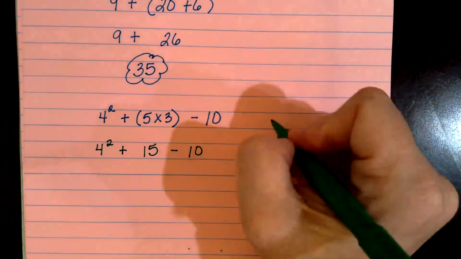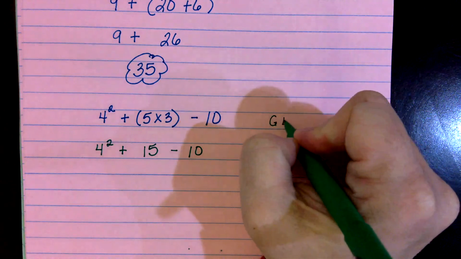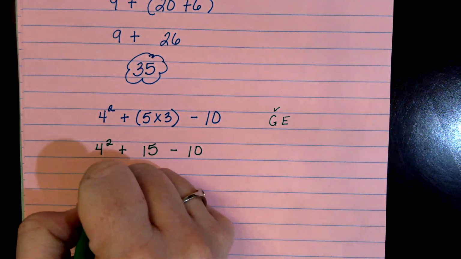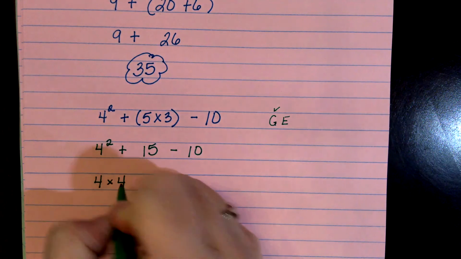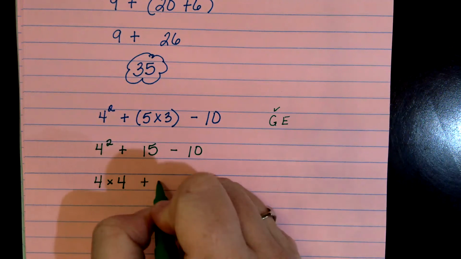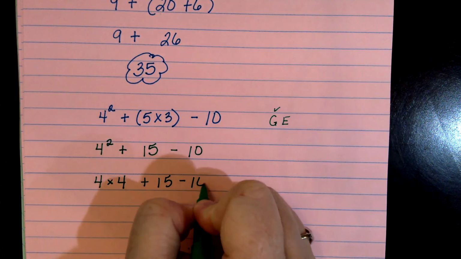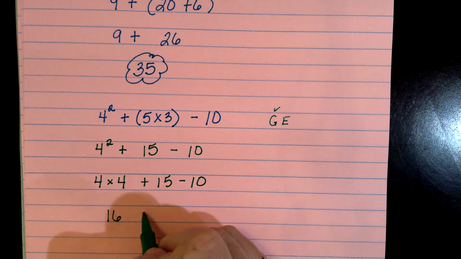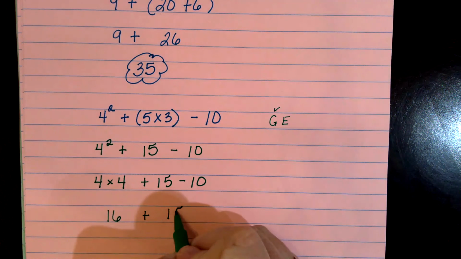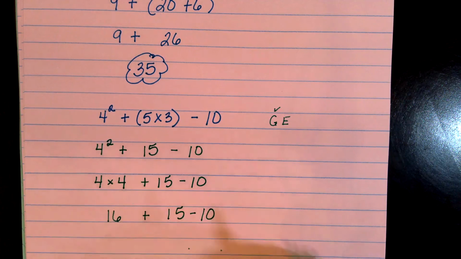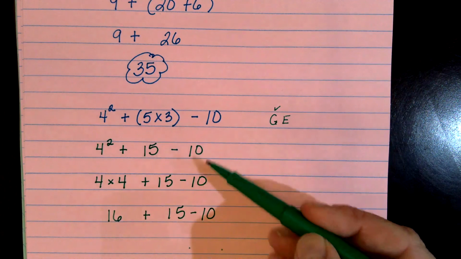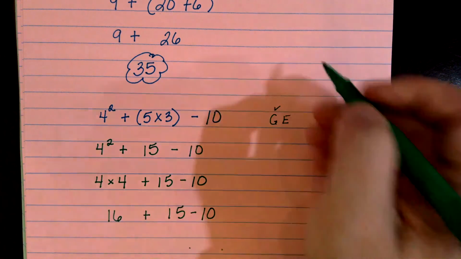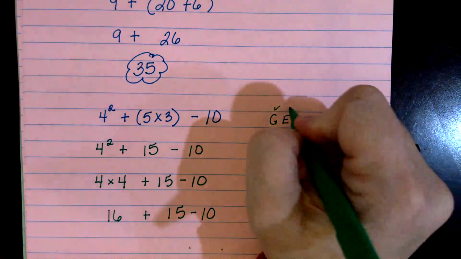Okay, if we have done our groupings first, the next thing we need to do is our exponents. So our exponent is going to be the same as 4 times 4 plus 15 minus 10. So 4 times 4 is 16 plus 15 minus 10. Notice that each time I do something to my expression, I'm bringing it down so I can see step by step what happened. I just dealt with the exponents.